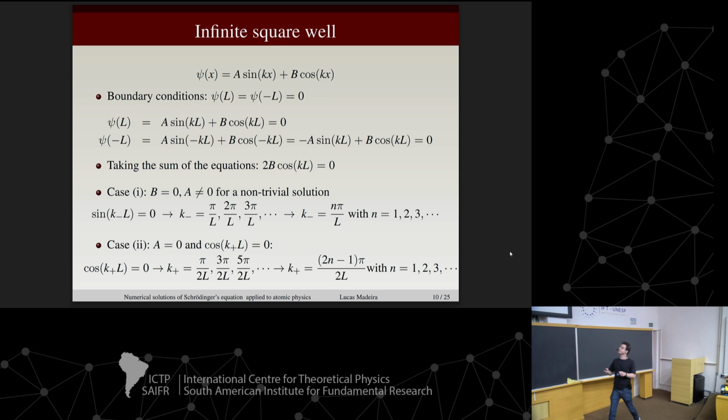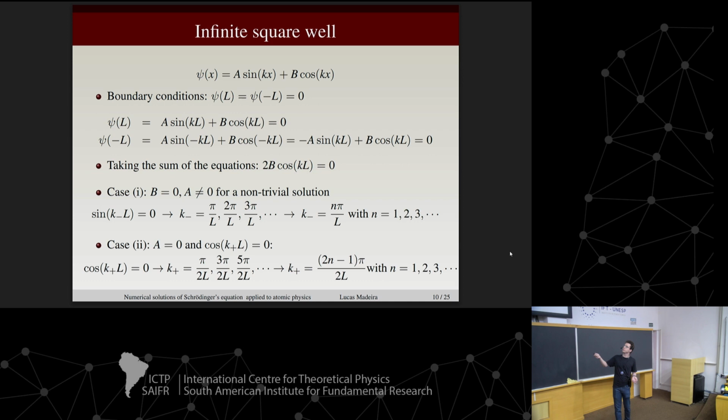Okay, so if I take the sum of these two equations that I have here, the terms with A are going to cancel, and I get this condition, 2B times cosine of kL equals zero, right? So I want a non-trivial solution. What does it mean, a non-trivial solution? I don't want both A and B equal to zero, because then the wave function will be zero. I have no particle. I want a particle inside the well. So I have two cases. For the first case, I can take B to be zero, and then, of course, A has to be different than zero.